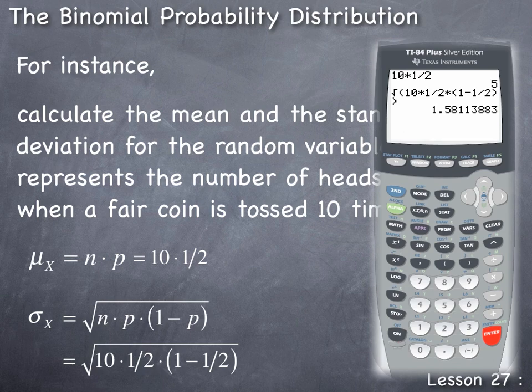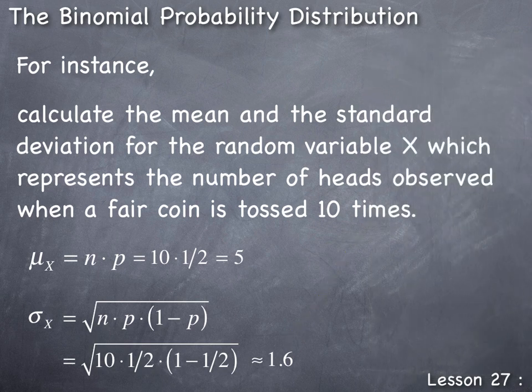Thus the mean, mu sub x, equals 5, and the standard deviation sigma sub x rounds off to about 1.6. Thus there's our result. The mean is 5, and the standard deviation is 1.6.